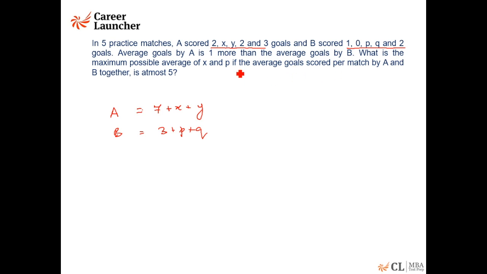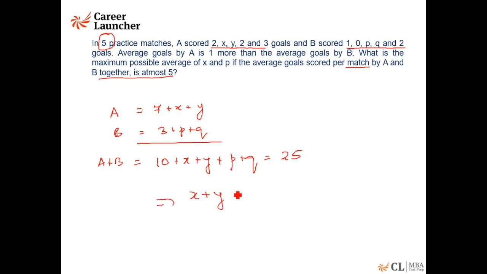Now the question says the average goal scored per match by A and B together is at most 5. Okay. So the average for them together is 5. So the total should be 25 because we are talking about 5 matches. So what is A plus B going to be, the total number of goals scored between the two of them? 10 plus X plus Y plus P plus Q. This should be equal to 25. What that means is X plus Y plus P plus Q is equal to 15.